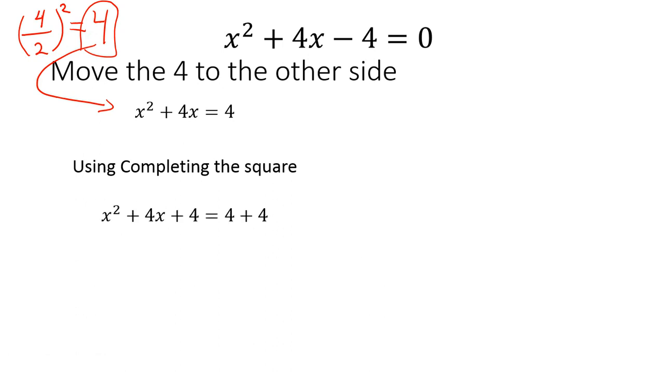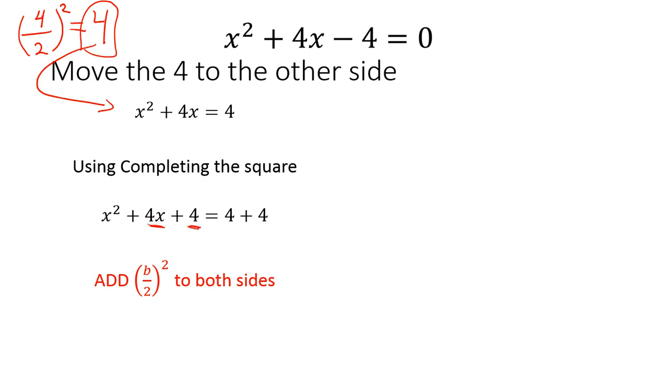And when we do that, we end up with x squared plus 4x plus 4 is equal to 4 plus 4. Now we simplify the right-hand side, getting us 8. And then the left-hand side, we can use our trinomial to binomial process that we've done in the previous slides. Because now this over 2 squared is equal to this number. So now we can change it.